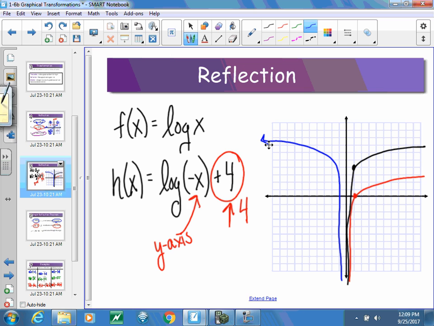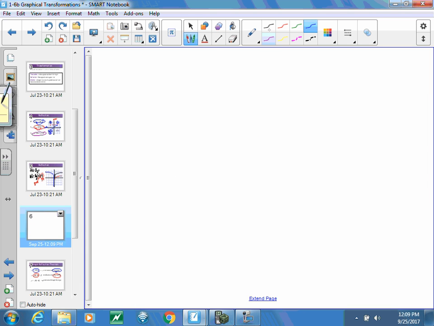All right, the trickiest part is if you're working with something that has both a translation as well as a reflection over the y-axis, because you're working with that inside change. Okay, so we're going to take a look at just the algebraic side of things.